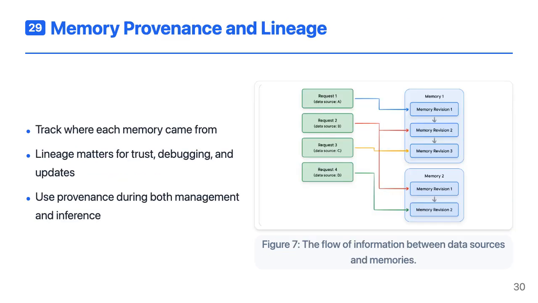When you extract memories, you don't just want the content, you also want to know where it came from. Provenance and lineage track which sessions, documents, or events produced each memory. This is crucial for trust and debugging. If a memory seems wrong, you can trace it back to its source. It also matters for updates. If the underlying data changes, you know which memories might need to be refreshed or deleted. During inference, provenance can help the agent decide how much to trust or prioritize a given memory.